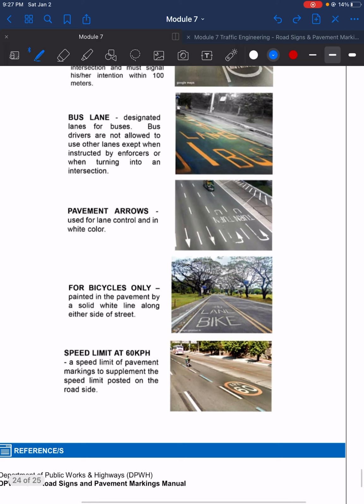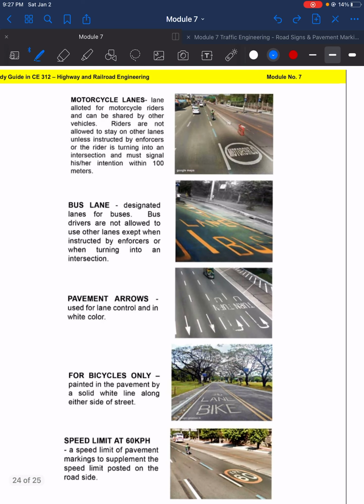Bus lane. Designated lanes for buses. So, yung nakalagay dyan, bus lane. Bus drivers are not allowed to use other lanes except when instructed by enforcers or when turning into an intersection. Same with the motorcycle lane.